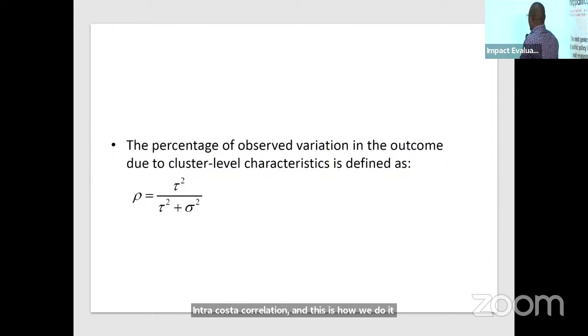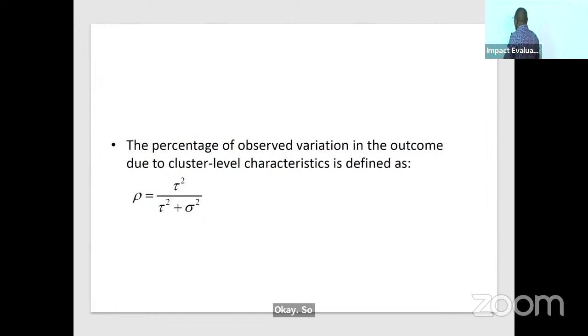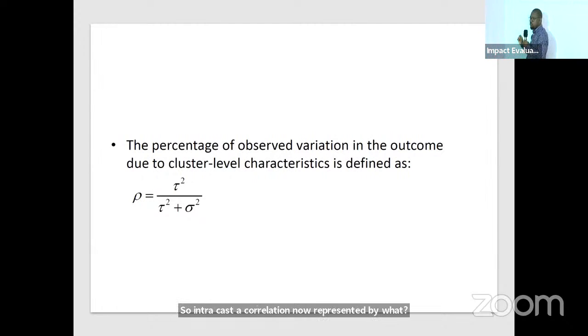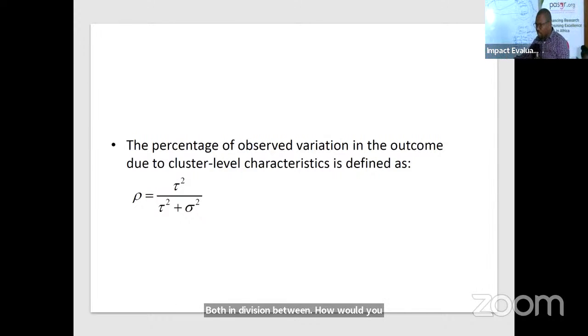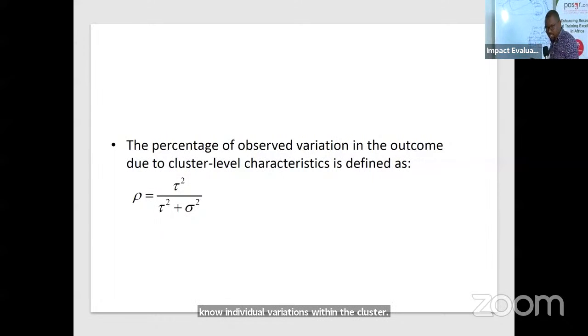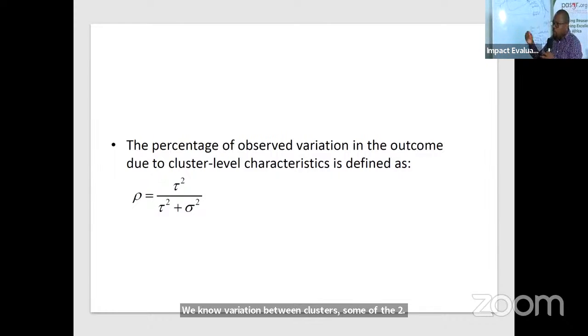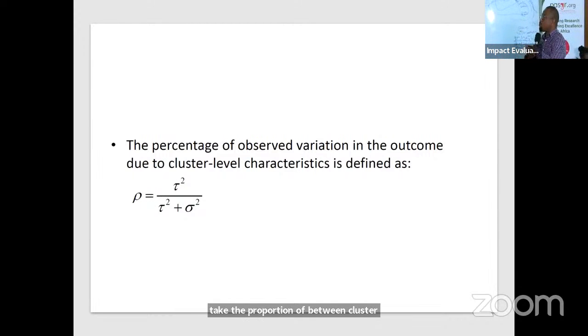Okay? So intra-cluster correlation, now represented by what? Rho, is the share of the between cluster correlation out of the total variation, both individual and between. Are we together? We know individual variation within the cluster. We know variation between clusters. Sum of the two, that's the total variation. But if we take the proportion of between cluster variation as a percentage of total cluster variation, both within and between, what we have is intra-cluster variation.